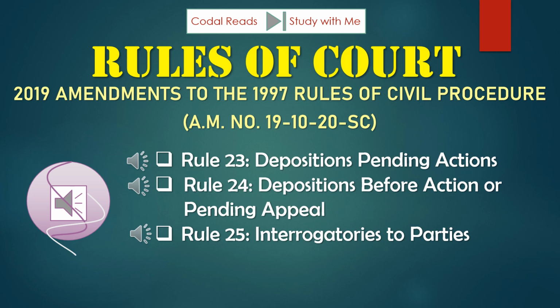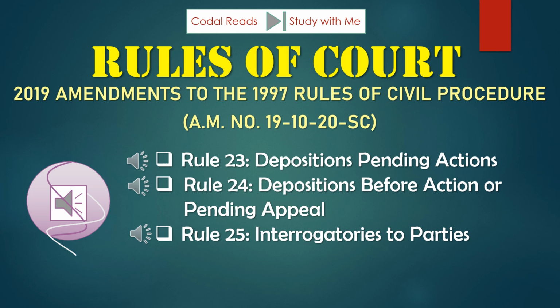Section 3. Examination and cross-examination. Examination and cross-examination of deponents may proceed as permitted at the trial under Sections 3 to 18 of Rule 132. Section 4. Use of depositions.